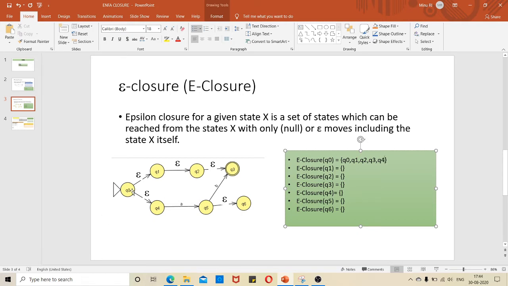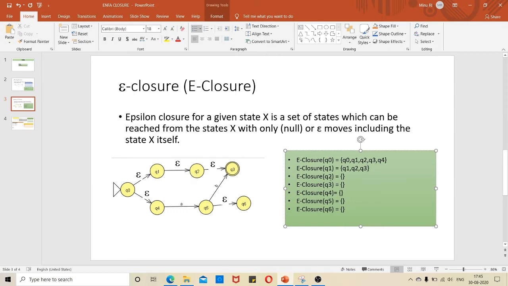I think you understand the tricky part. From Q0, if we take this route, it may go over there. If I'm taking the epsilon this route, it may go over here. So that also should be included. Now let's find the epsilon closure of Q1. First the state itself, Q1, comma. From Q1, it goes to Q2, so Q2, comma. From Q2, it goes to Q3, so Q3. No other diversion, so leave it.